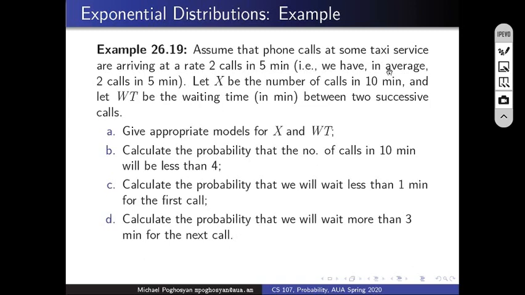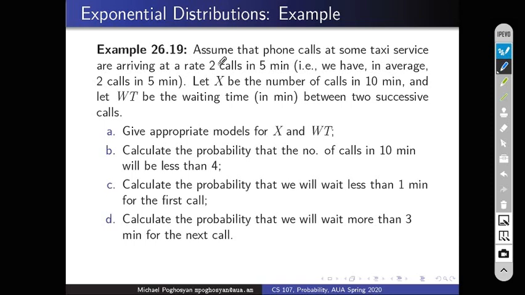Okay, now another problem about the exponential distribution. Assume that phone calls at some taxi service are arriving at a rate of 2 calls in 5 minutes. So on average, we have 2 calls in 5 minutes.